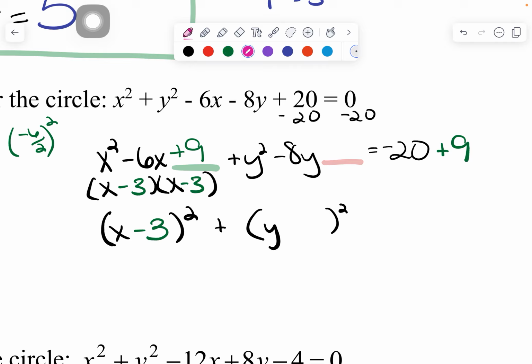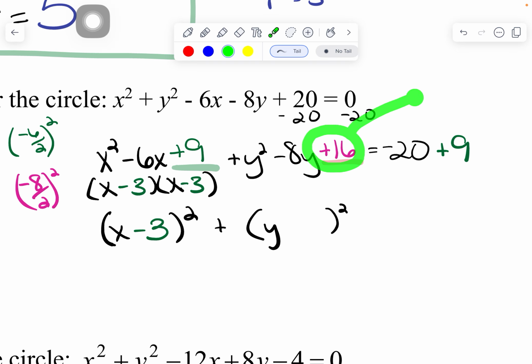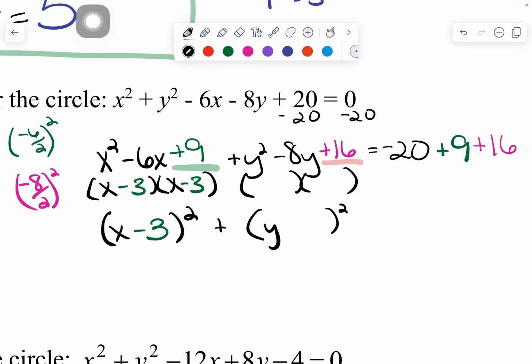Now I'm going to do the exact same thing for y. I'm going to take that middle y coefficient, so negative 8, chop it in half, and then square it. So negative 8 divided by 2 is negative 4. Negative 4 squared is positive 16. Keep the balance of the equation, so add 16 to the right side as well. So then factor-wise, if I go to break this up, I'm looking for what multiplies to positive 16 and adds up to negative 8.